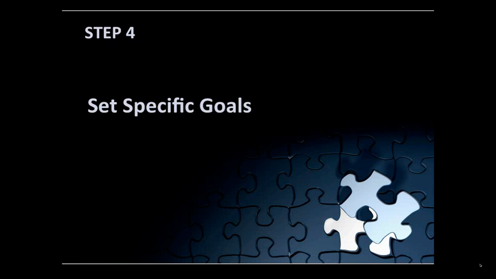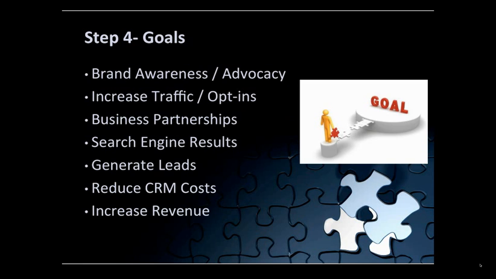Step 4 is to set specific goals. So you have to have a goal in order to reach something. Your goal for your social media marketing plan shouldn't be, "Oh, I want to generate more income for my business." That's everyone's goal. It's kind of like, duh.